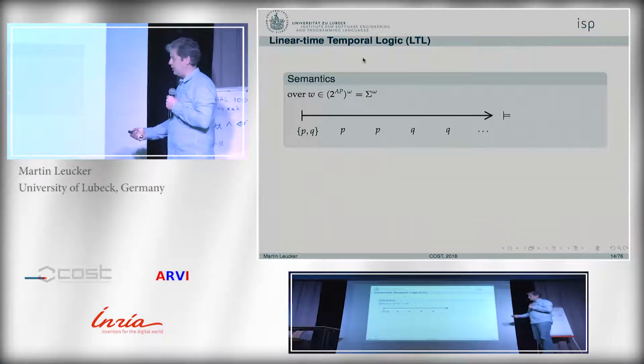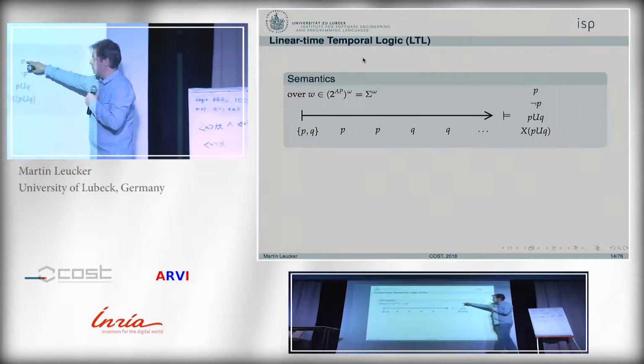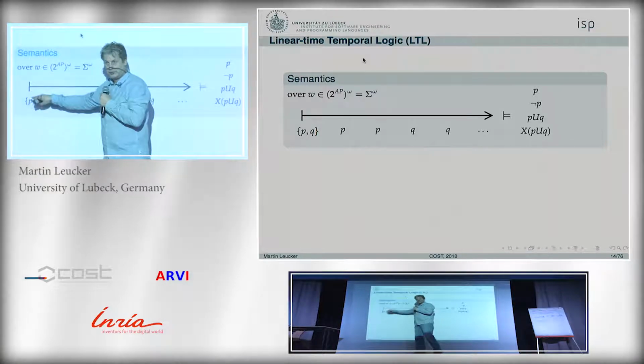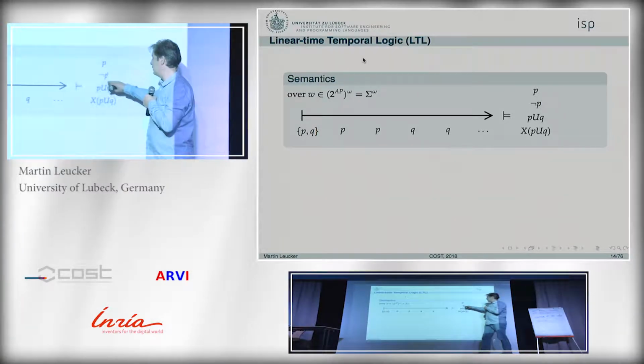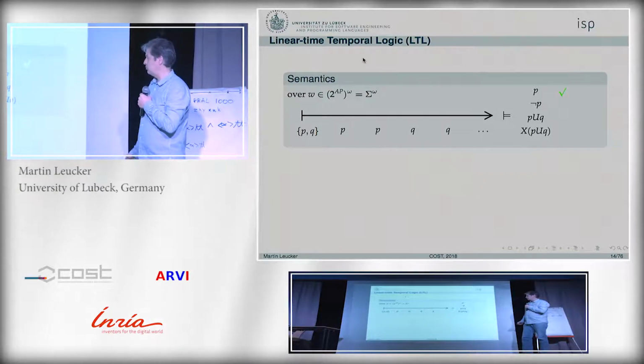How is the model relation defined? Well, we define it by examples. P is satisfied. Why is P satisfied? Well, P is satisfied at the first position, so P is satisfied. Not P is therefore not satisfied.